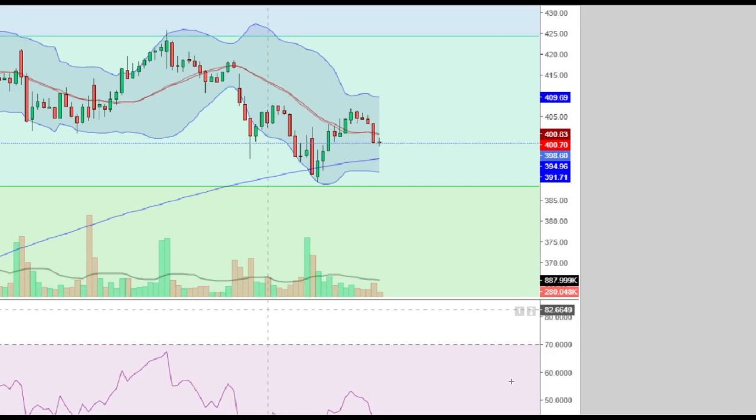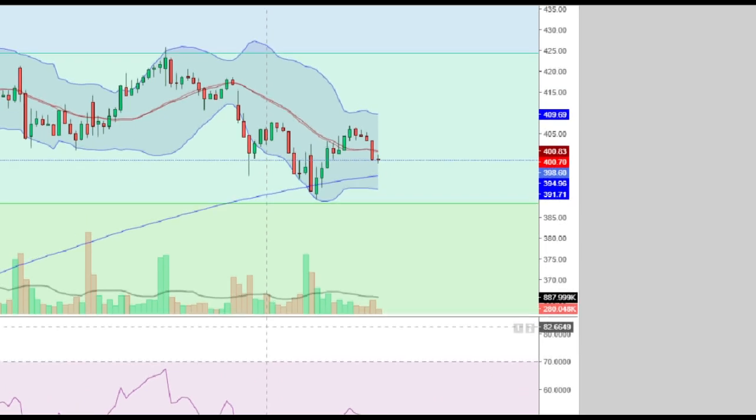But if that reclaim fails, watch out. The air pocket below 390 is real, and it could get ugly quick. The next move should be loud. So don't get caught flat-footed.